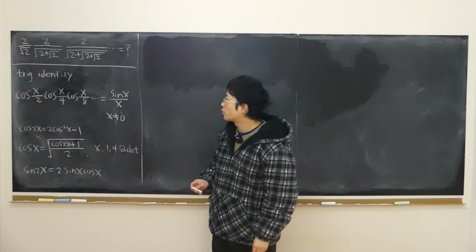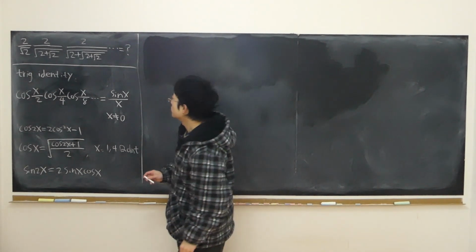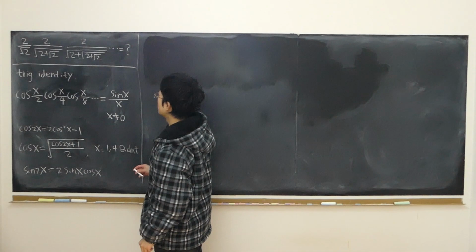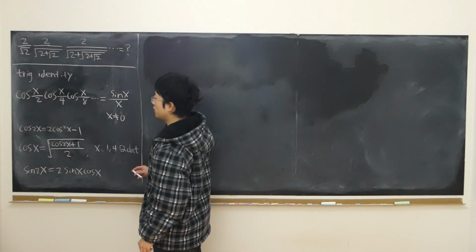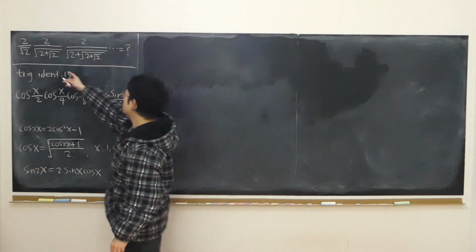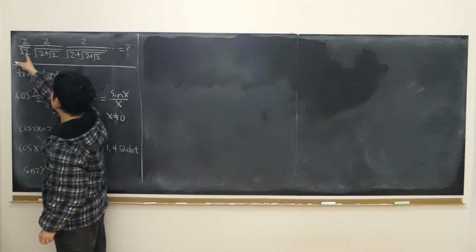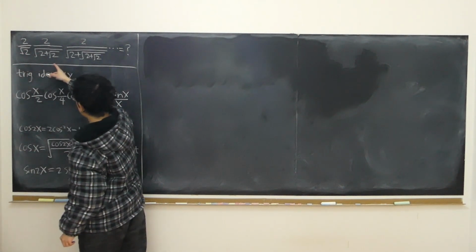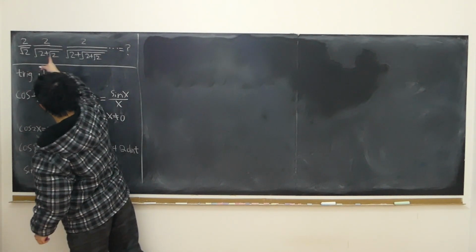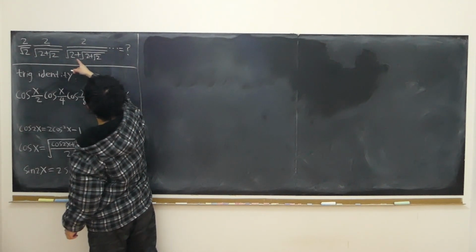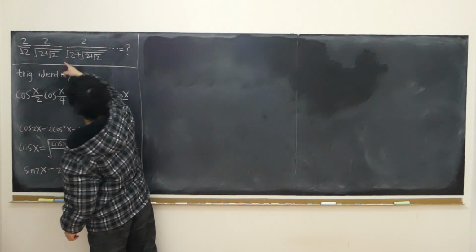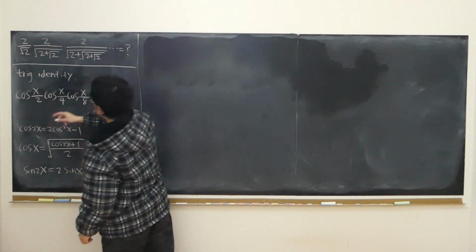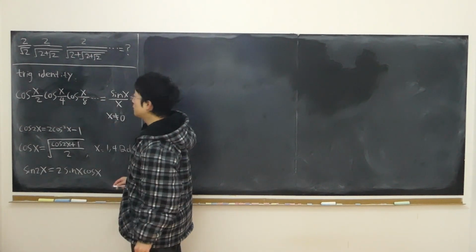We have this infinite product: 2 over the square root of 2, times 2 over the square root of 2 plus the square root of 2. Here's the pattern. Just copy down this denominator, square root of 2, and add on 2 to it. Take the square root. Then copy down this whole denominator, put it down here, add a 2 onto it, then take the square root of everything. So here's our infinite product.